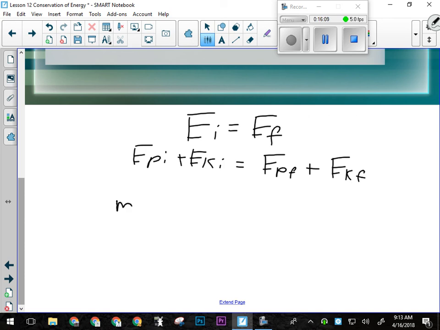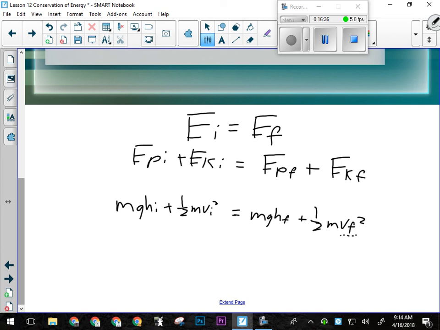Now we want to expand this out. So m times g times h initial plus 1/2 m v initial squared equals m times g times h final plus 1/2 m v f squared. We are looking for v f. Is there anything I don't have? Yeah, I don't have mass.